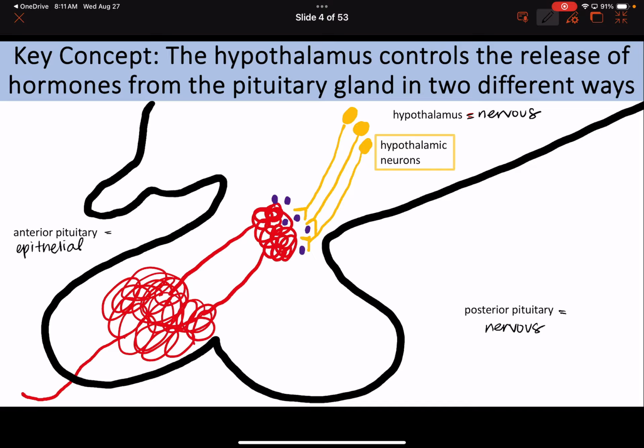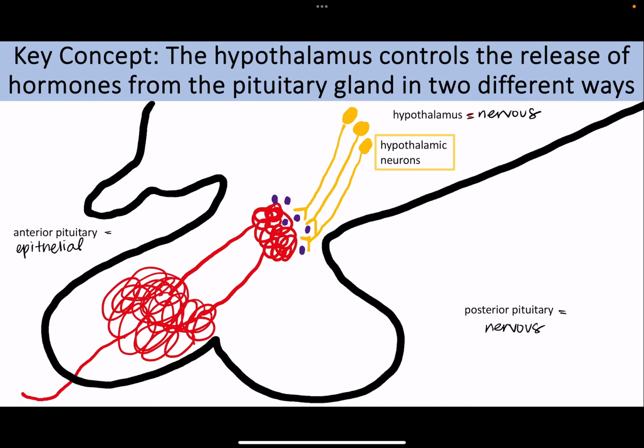So how it works is essentially the hypothalamus releases its own hormones, and we'll talk about what they're called in a second. Those are sent down these capillary beds, and those hormones bind to epithelial cells in the anterior pituitary. Once that hormone binds to its receptor at the anterior pituitary, those cells secrete their own hormones that circulate throughout the body.